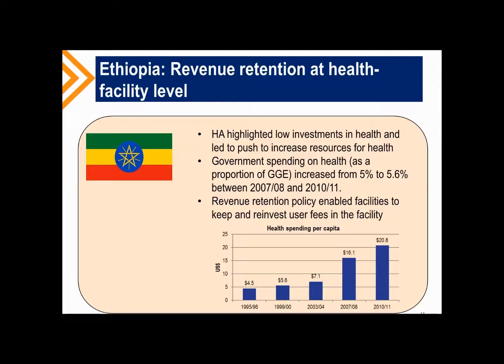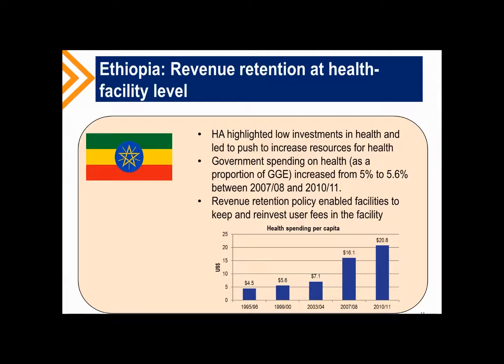In addition, during this time, spending by government was growing nominally. Government spending on health increased substantially by about 67% between 2007-08 and 2010-11. And in addition to the nominal growth, total government spending on health as a share of the government's general expenditure also increased during that time, from 5% to 5.6% in 2010-11. And this increase was really the result of advocacy from health accounts data findings.